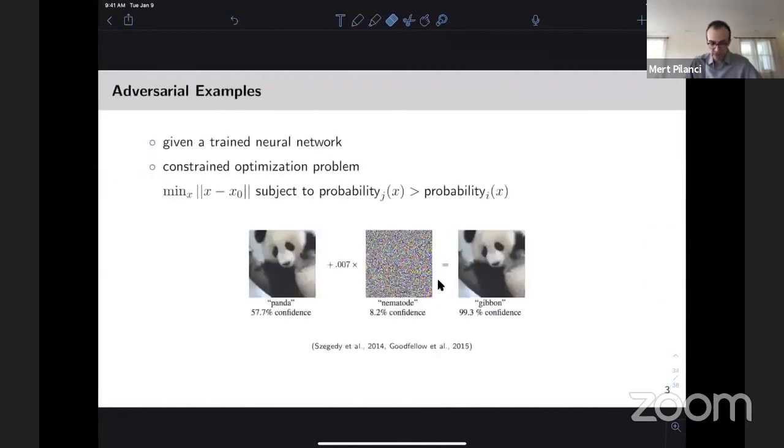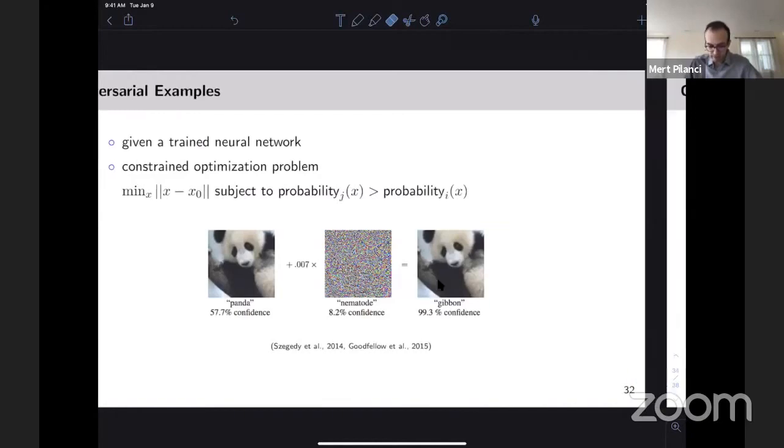And then here's an application of this to adversarial examples. Given a trained neural network, finding adversarial examples is a constrained optimization problem. We have an image x0, and we would like to find the closest image in some norm, which is classified in a wrong class. Here, the probability of being classified to j is greater than the true probability of being in class i. This is a constraint. And then this way we can find a nearby example which is classified wrong.